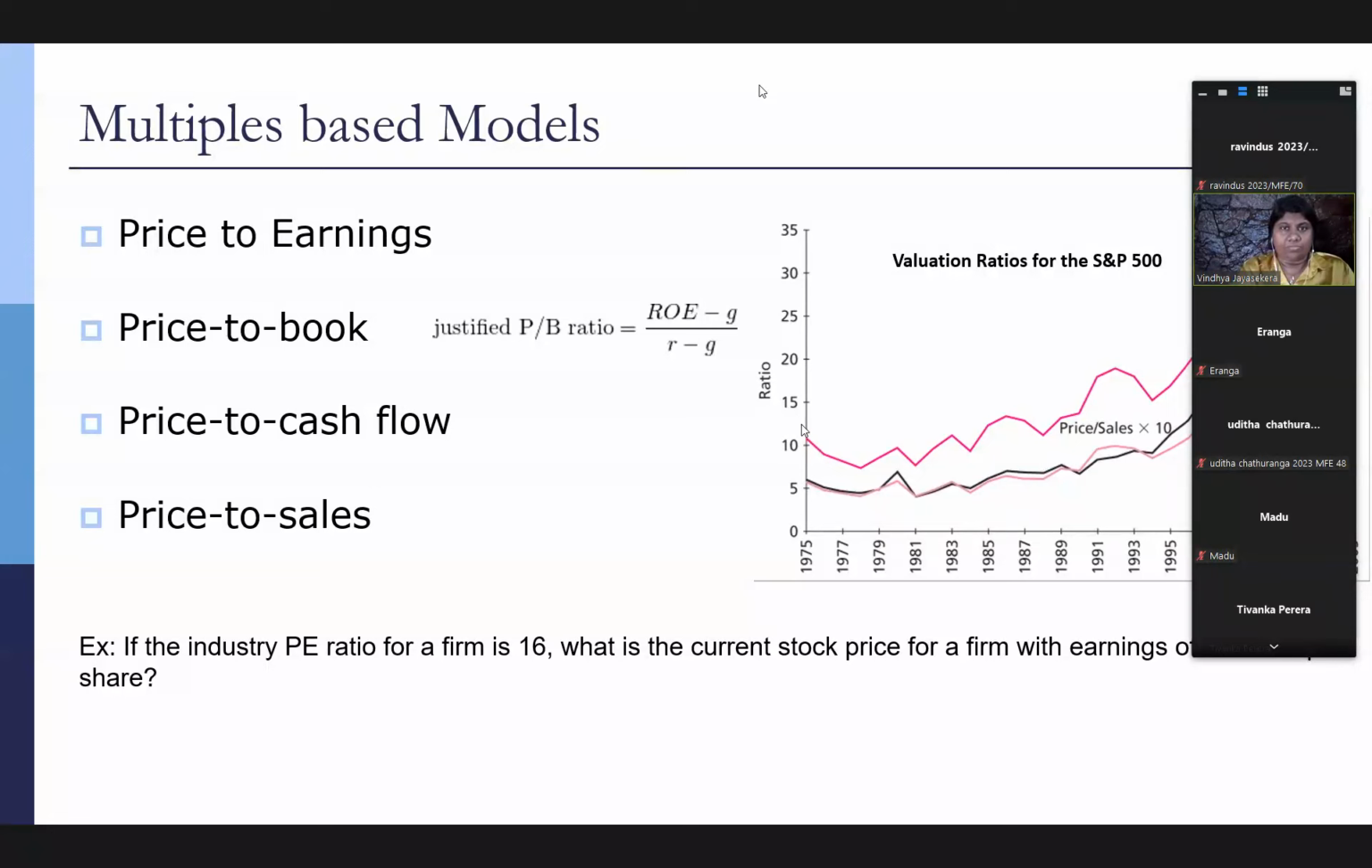Okay. So last time we were talking about multiples-based models and discounted cash flow models. And just to remind you, in terms of multiples-based models, we spoke about the fact that you can use any type of multiple, whether it's PE ratio, PBV ratio, price to cash flow, price to EBITDA. It doesn't matter which multiple you're given. You can use these multiples to forecast the price of the company.